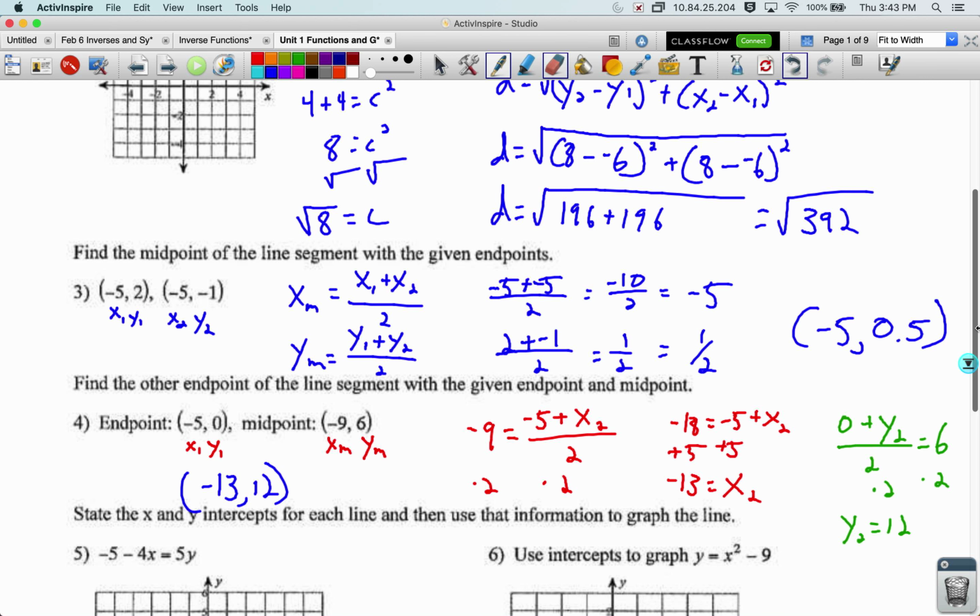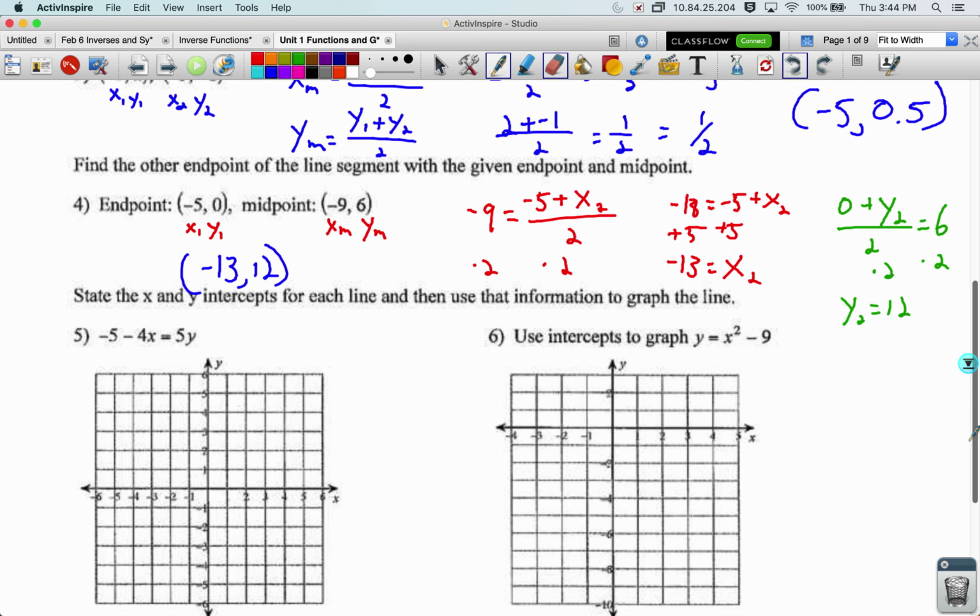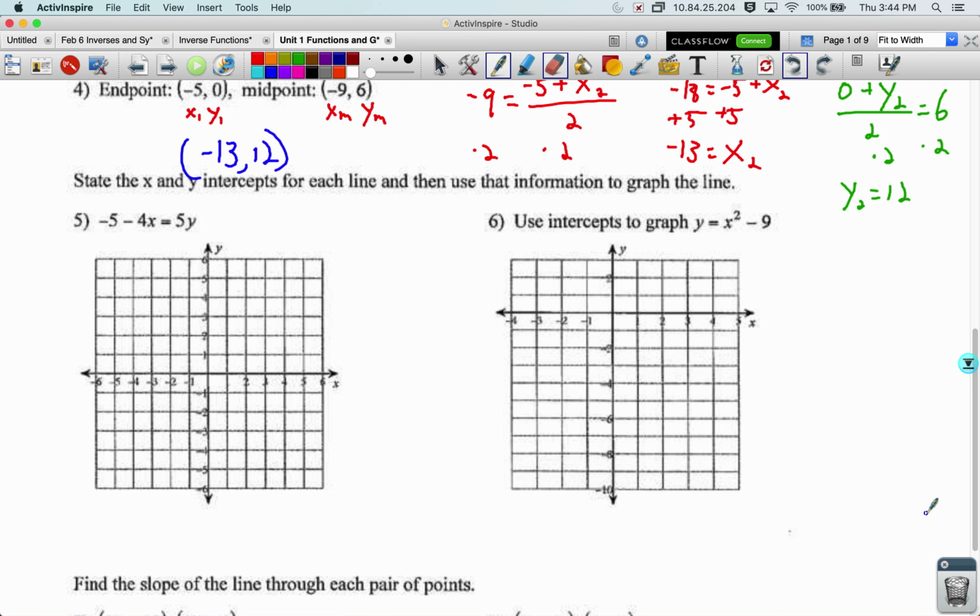All right, state the x and y intercepts for each line and then use that information to graph the line. So let's do that with number 6. This looks a little bit more difficult. So first I'm going to set y equal to 0. When y is equal to 0, we find the x-intercepts because we're along this horizontal line at 0 here.